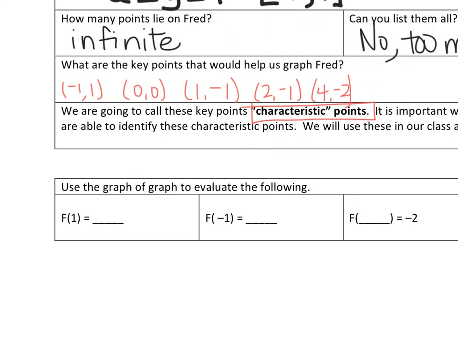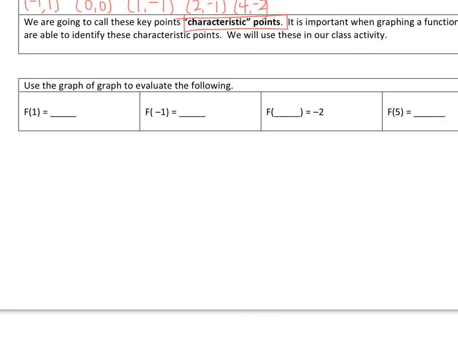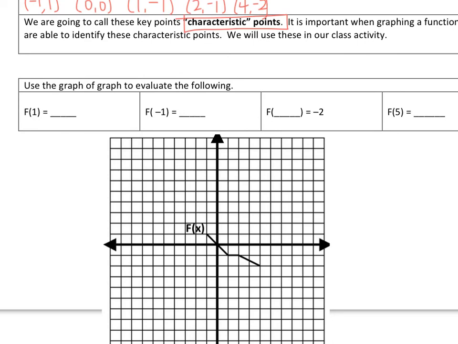We're going to use the graph to find f of 1. I'm going to go ahead and bring Fred over here so that I don't have to keep moving the graph back and forth. Okay, there's Fred. Say hi to Fred. We need to find f of 1. What does f of 1 mean? F of 1 means that when x equals 1 on this Fred function, we are trying to figure out what does y equal.